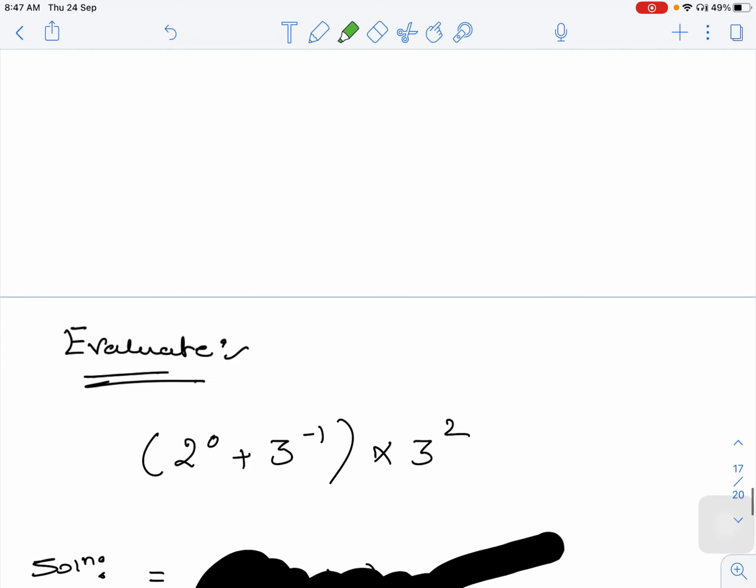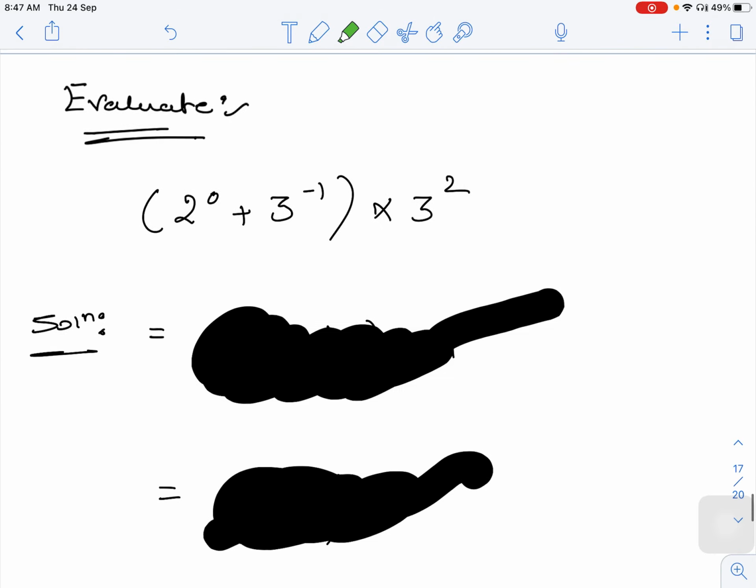Now let us see our next example. In this example we have: evaluate, again find the value of 2 raised to 0 plus 3 raised to minus 1 into 3 raised to 2. Now remember that these are present in a bracket, so we have to solve it in the bracket only. Now 2 raised to 0, so any number raised to 0 will become 1.